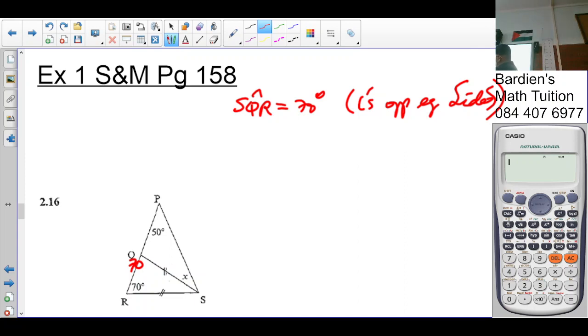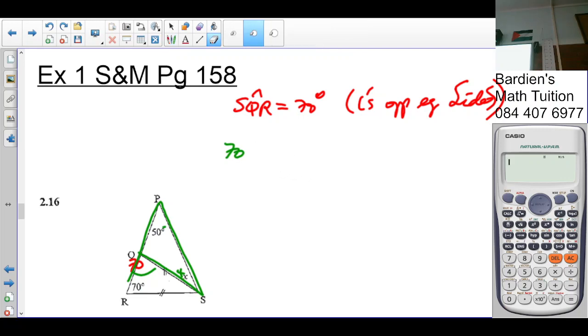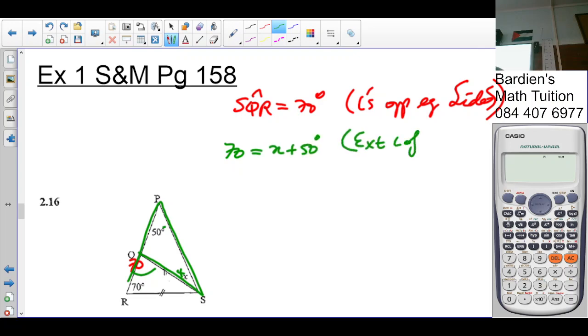X plus 50 equals 70. Did you see that, people? The exterior angle is equal to the sum of the two interior opposite angles. So 70 degrees is equal to x plus 50. Exterior angle of a triangle equals the sum of the two interior opposite angles. So it will be 70 degrees minus 50 degrees equals x. So x works out to be 20 degrees. Okay.